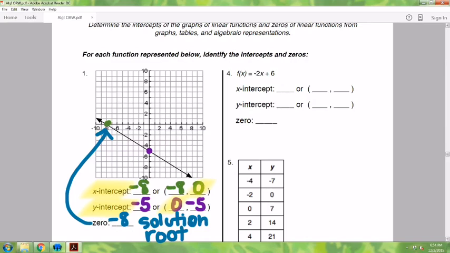Okay, so you should be able to use that information whether you're given an equation or a table, to find the x-intercepts and the zeros. If you're given an equation, go ahead and put that equation into your calculator and then go to your table or graph it and find those things.